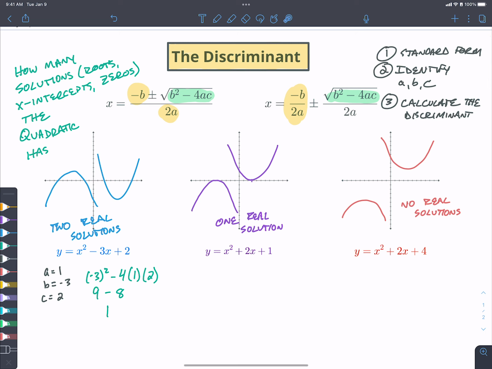Let's look at one real solution, and then we'll come back and make a summary. That says we've got our a equals 1, b equals 2, c equals 1.